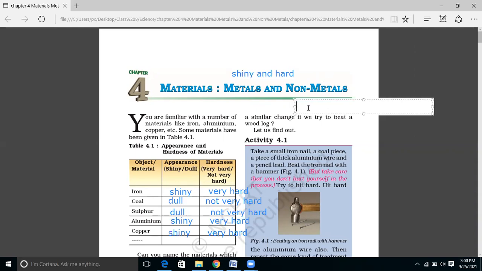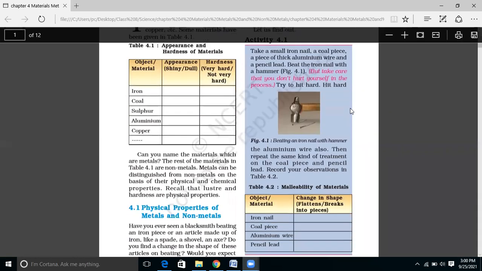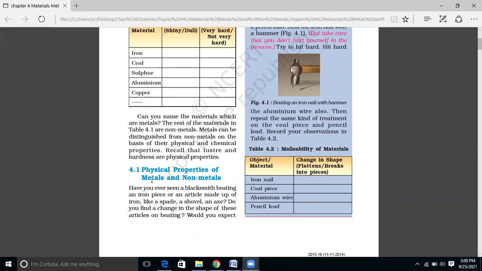And in case of non-metals, we can write they are dull and they are not hard, not very hard. So I'll just clear this. So this was what are metals and what are non-metals. Now we will see what are the physical properties of metals and non-metals.